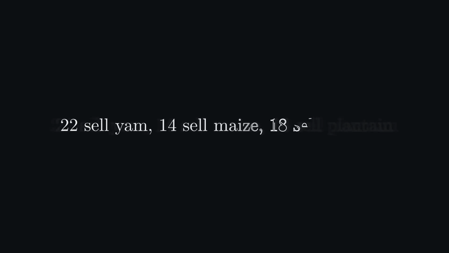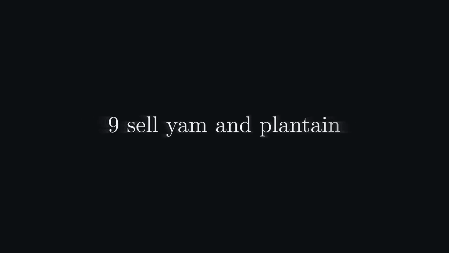These food items are yam, maize, and plantain. 22 women sell yam, 14 sell maize, and 18 sell plantain. 7 women sell both yam and maize. 9 women sell both yam and plantain. Importantly, no one sells all three items.